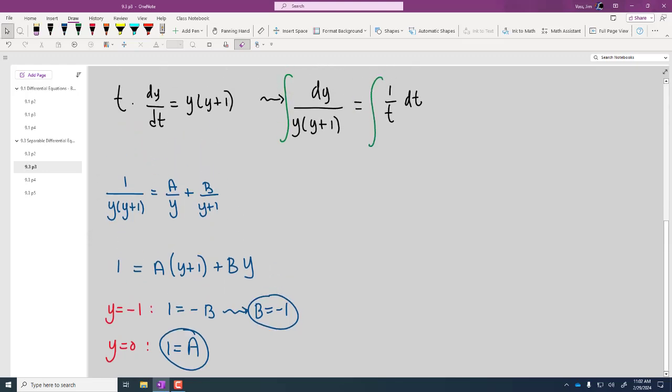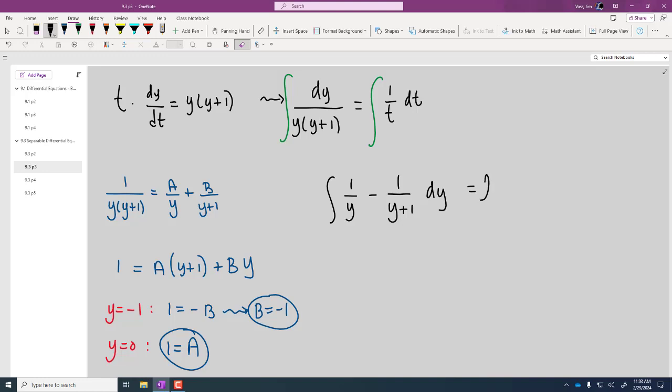So let's get back up here. The left-hand side becomes the integral of 1 over y, and then we have minus 1, so minus 1 over y plus 1 dy. The right-hand side, we can do the integration already. What is the integral of 1 over t? Ln of t. Ln, absolute value of t, plus C.